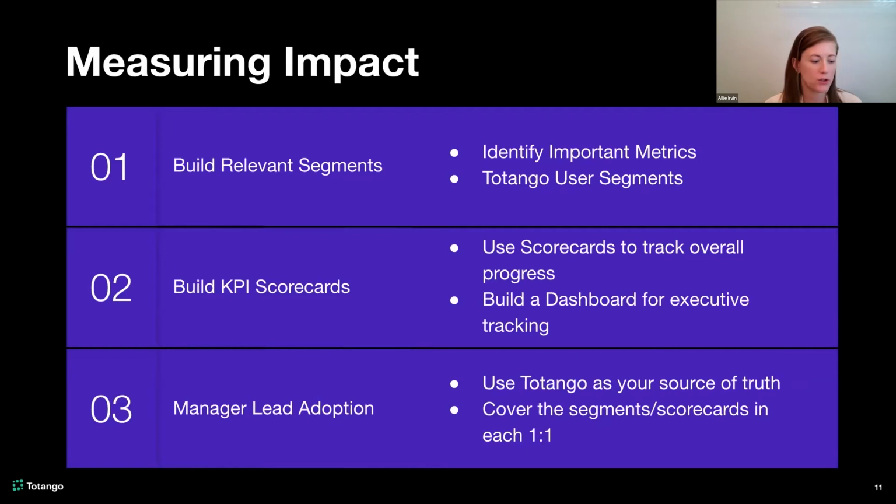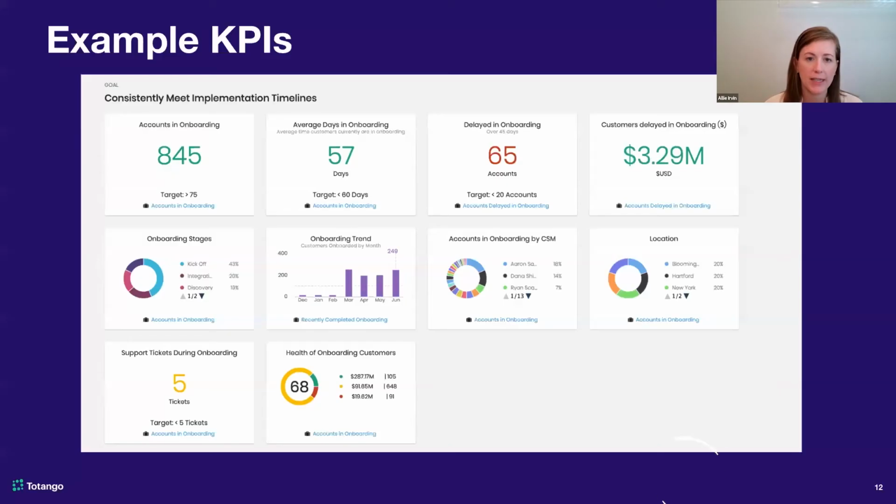We knew we would need to track things for different geographic regions differently, or customers who were using different products. And that also helped us define even our hierarchy within Totango, knowing how we would need to measure things down the line. We built a few scorecards to help us measure our progress. So we have scorecards to help each customer success manager look at their own portfolio and how they're progressing.